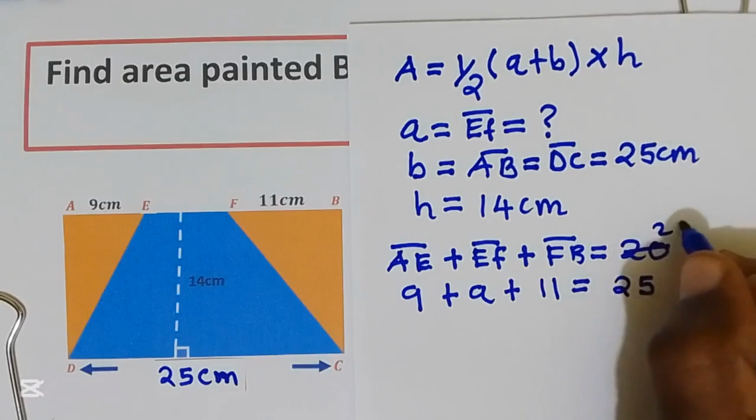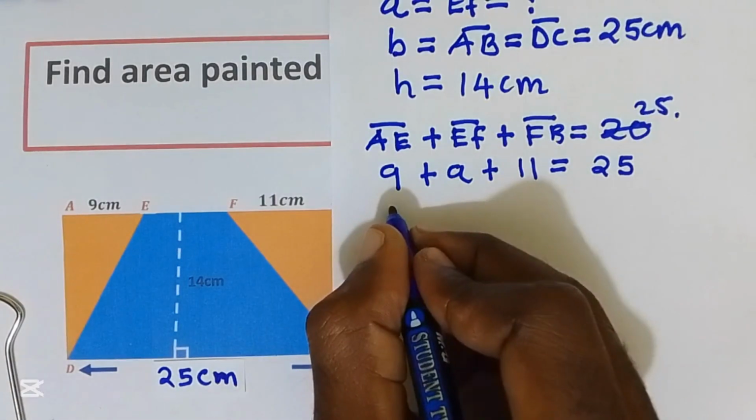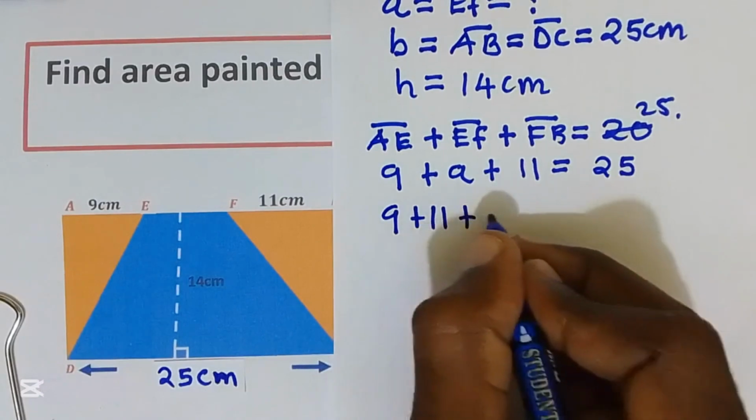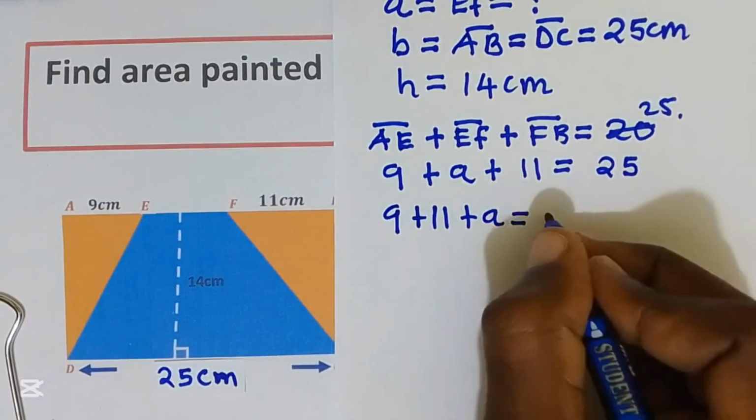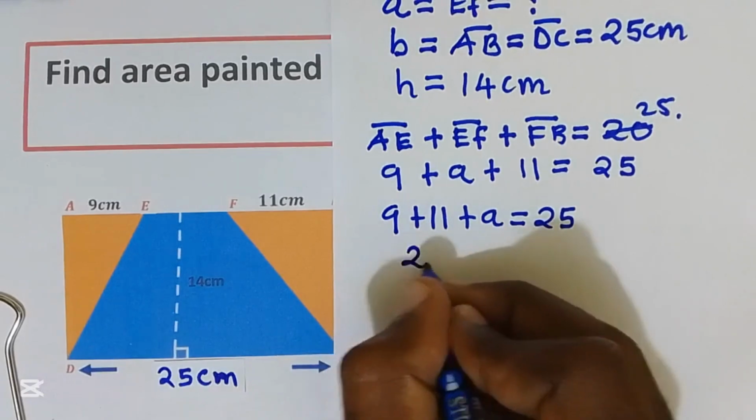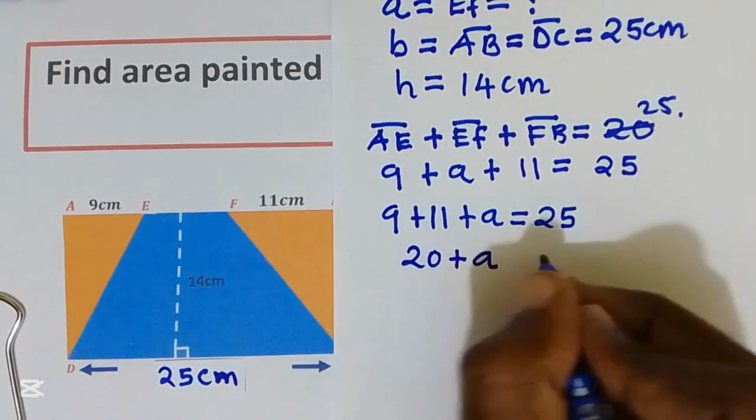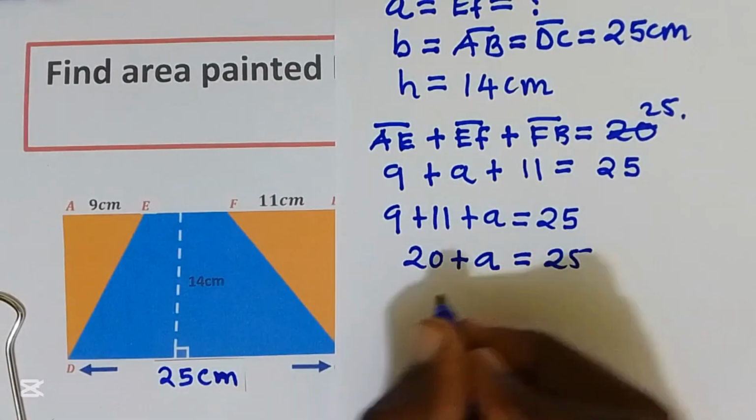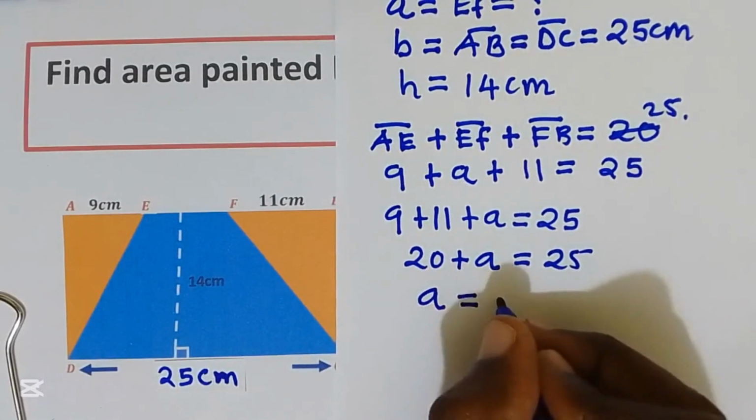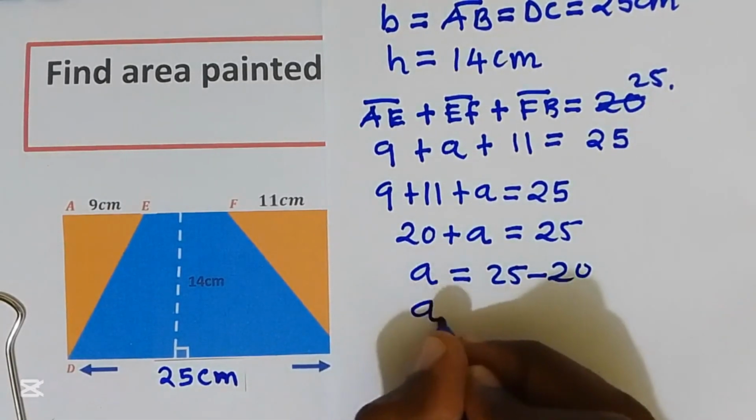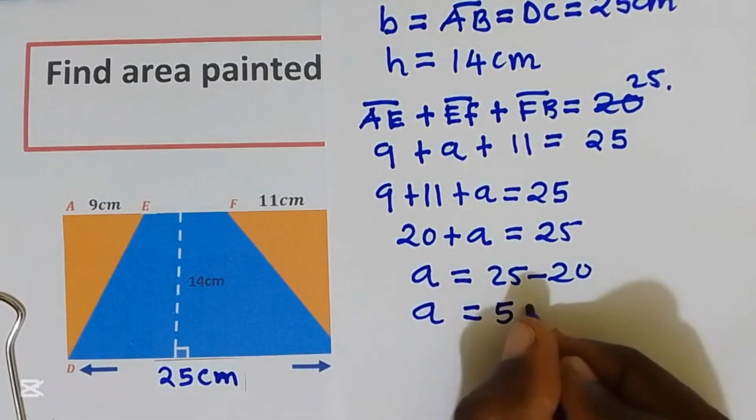Here is 25. 9 plus 11 plus A, this is equal to 25. 9 plus 11, we get 20. Plus A, this is equal to 25. Take 20 to the right hand side, we get A is equal to 25 take away 20, we get A is equal to 5 centimeter.